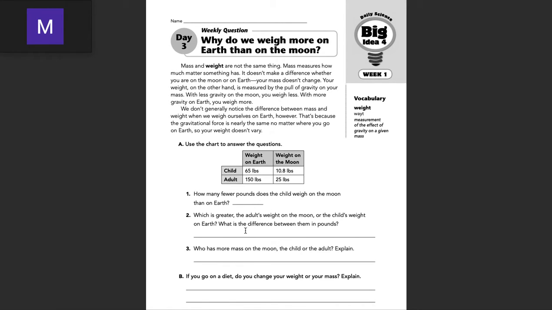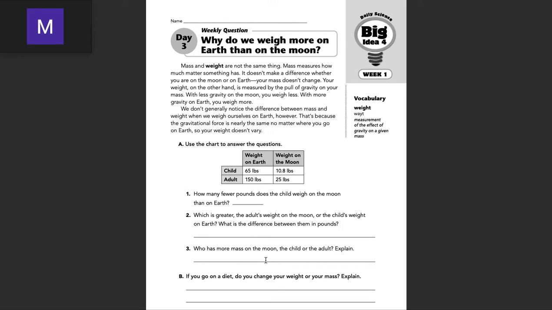Number 2, which is greater, the adult's weight on the moon or the child's weight on Earth? What is the difference between them in pounds? The adult's weight on the moon is 25 pounds, while the child's weight on Earth is 65 pounds. We know that 65 is greater than 25, so it would be the child, and the difference between those two would be 40 pounds. So you should have the child and then 40 pounds.